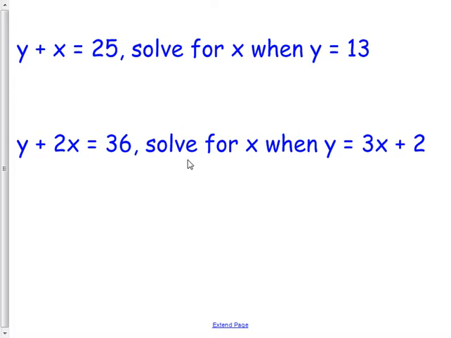Okay, so in lesson 9-7.3, we're going to talk about how to solve systems of equations using substitution. In order to get started with that, I've made a little example here. Think of the equation y plus x equals 25 and solve for x when y equals 13. Well, when we have a problem like that, all we do is substitute 13 in for y.